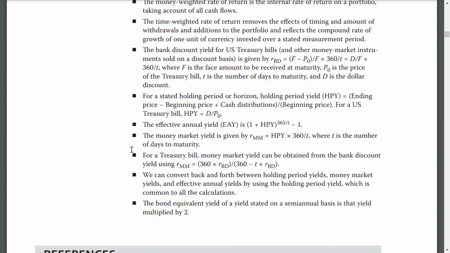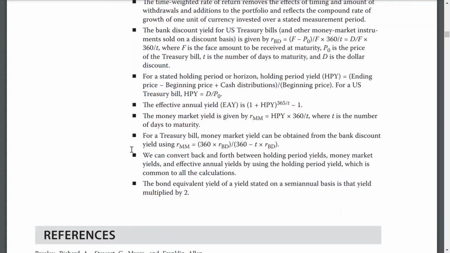For a stated holding period or horizon, the holding period yield, or HPY, equals the ending price subtracted by the beginning price plus cash distributions, divided by the beginning price. For a U.S. Treasury bill, HPY is equal to D divided by P0. The effective annual yield, or EAY, is 1 plus HPY to the power of 365 divided by T, subtracted by 1. The money market yield is given by RMM equals HPY multiplied by 360 divided by T, where T is the number of days to maturity.